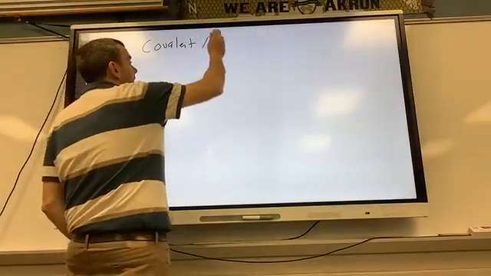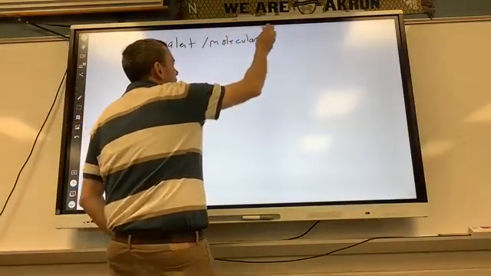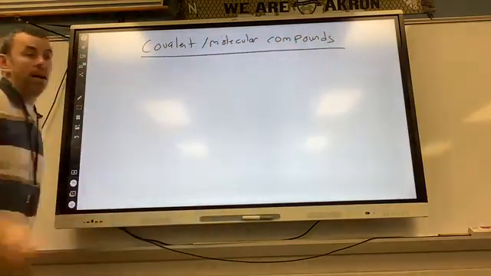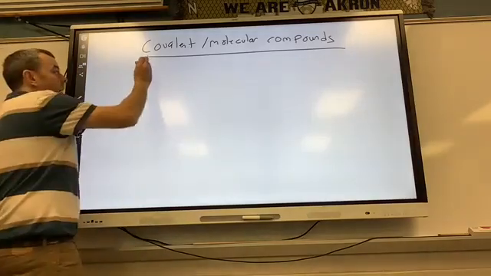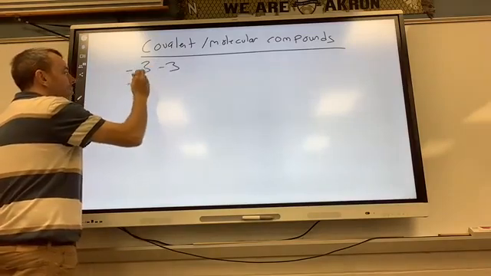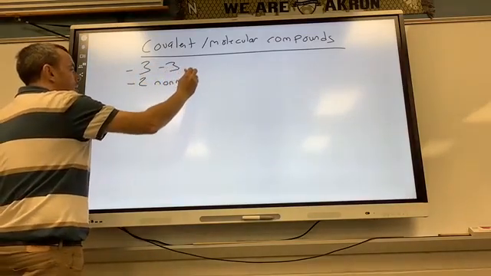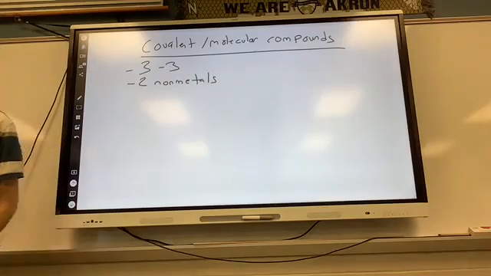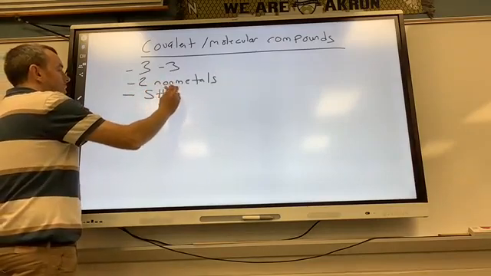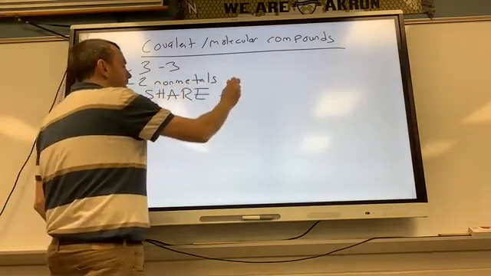These are called covalent / molecular compounds. These are covalent / molecular compounds. And these are a 3 with a 3. Everything in group 3 is a what? What are these all up here? Nonmetals, yes. So these are 2 nonmetals, a 3 and a 3. And the difference between these is these share electrons.